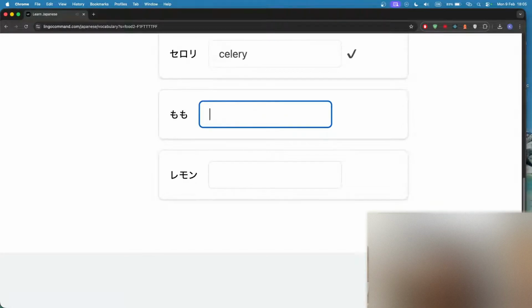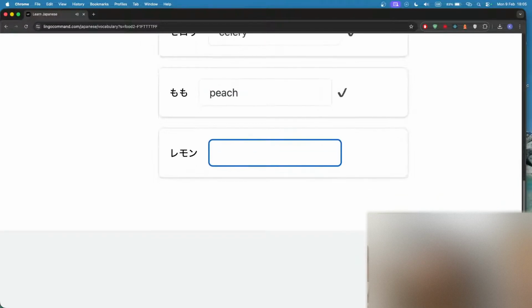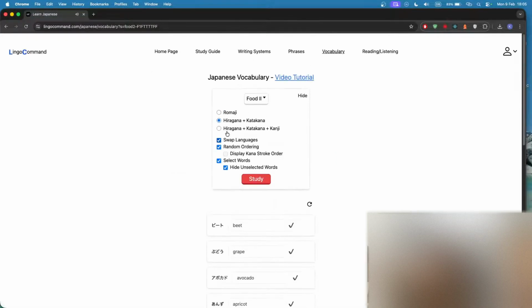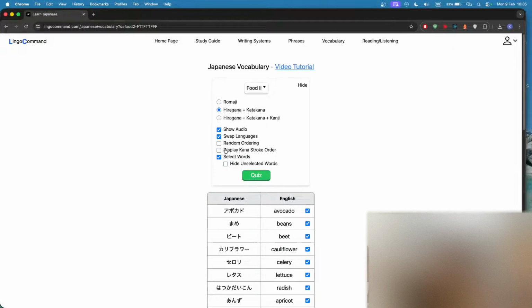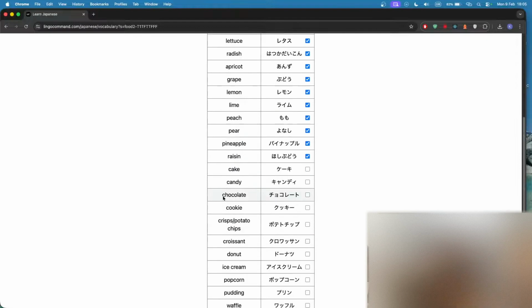And then momo. Oh, gotta lock in here. So it's not an apricot. It's a peach. And then this is lemon. Lemon is lemon. So we're doing okay so far. So why not just, once again, increase the difficulty level by adding an additional 5 words?